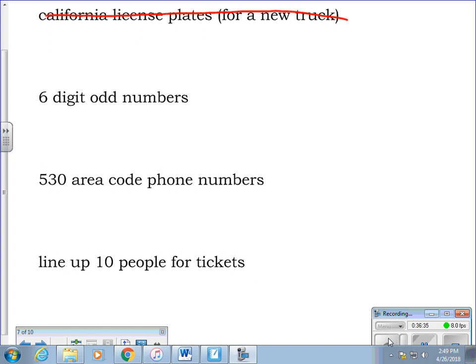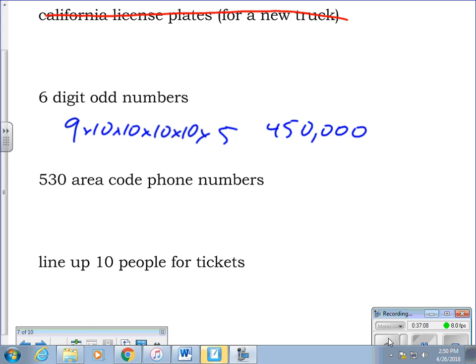So the first one, 6-digit odd numbers. 9 choices for the first one because you can't have 0 at the beginning, otherwise it's not a 6-digit number, it's a 5-digit number. Then times 10, times 10, times 10, times 10, times 5. If it's odd, it ends in 1, 3, 5, 7, or 9. You multiply those together, and you get 450,000.